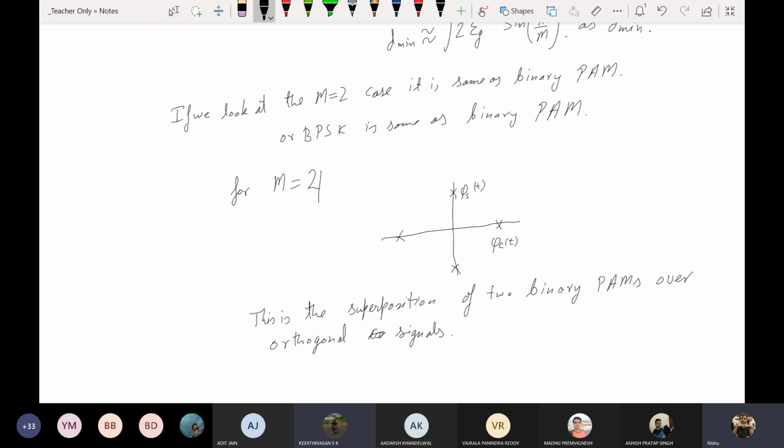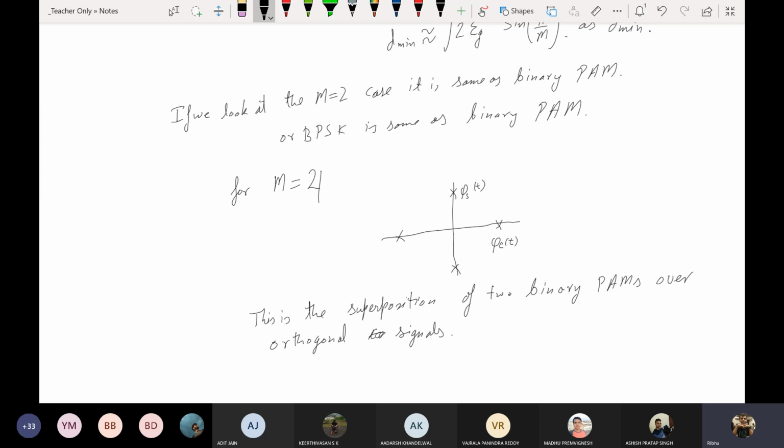So this is PAM, which we consider as a straight line. PAM is one straight line, PAM is one-dimensional. Now, if we superpose two binary PAMs, we get a two-dimensional signal.